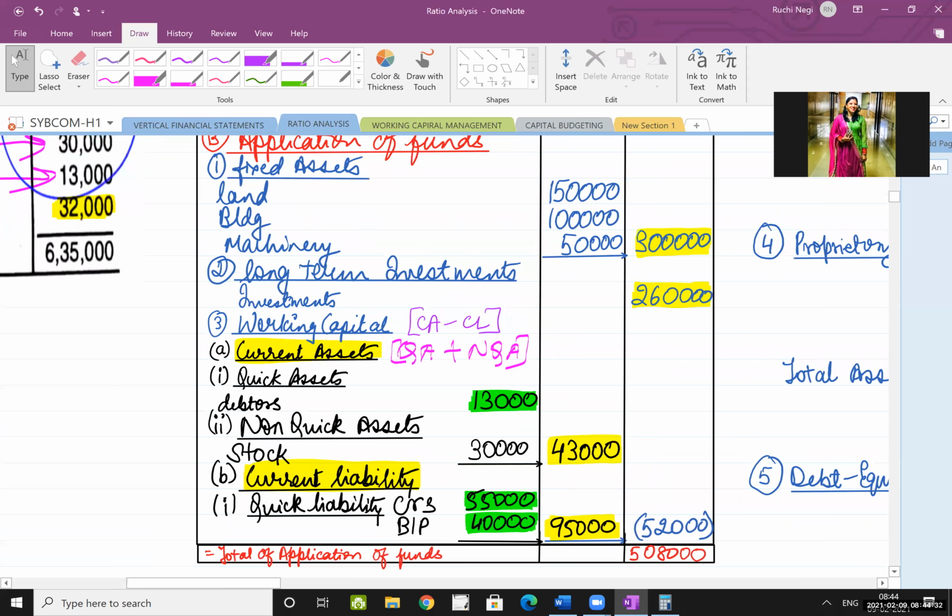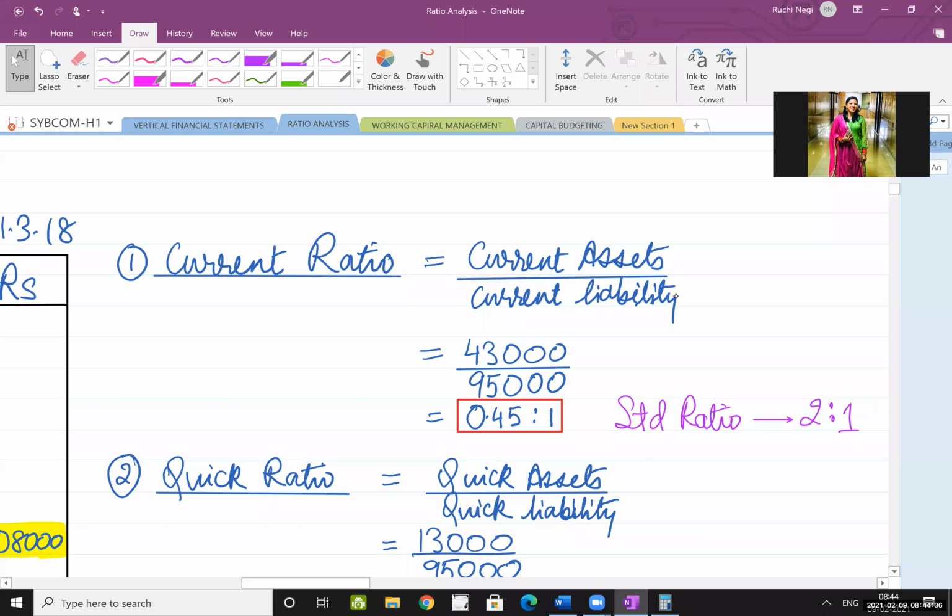Now come to this current ratio. So the formula of current ratio is current assets upon current liability.